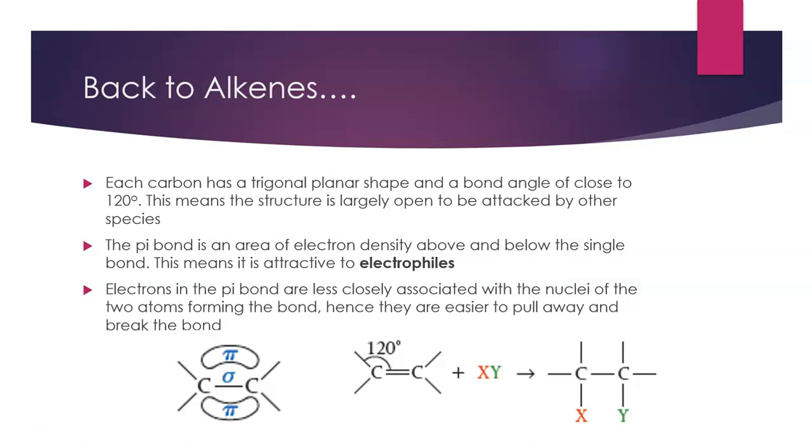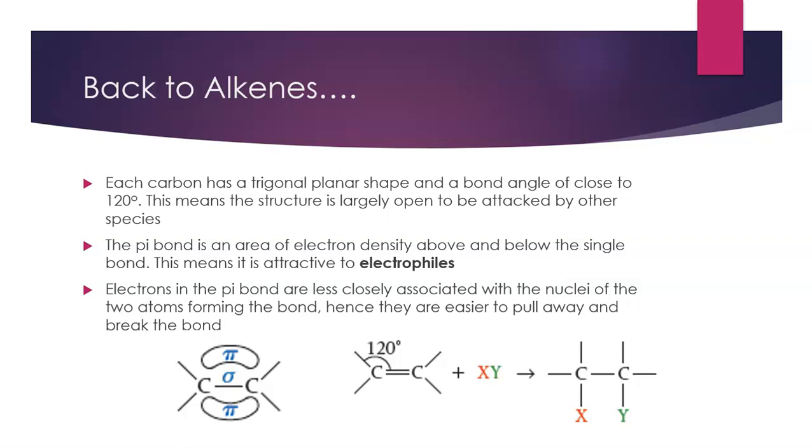attack from different species. The pi bond we can think of as an area of electron density. Remember that we have the overlap of the p orbitals forming the pi bond, and that we have electrons being shared in that space, in that newly created bonding orbital. So this means that that rich electron dense space is going to be attractive to electrophiles. Electrophiles are the opposite of a nucleophile, that being that an electrophile will be attracted to an electron dense center. It's electron loving.